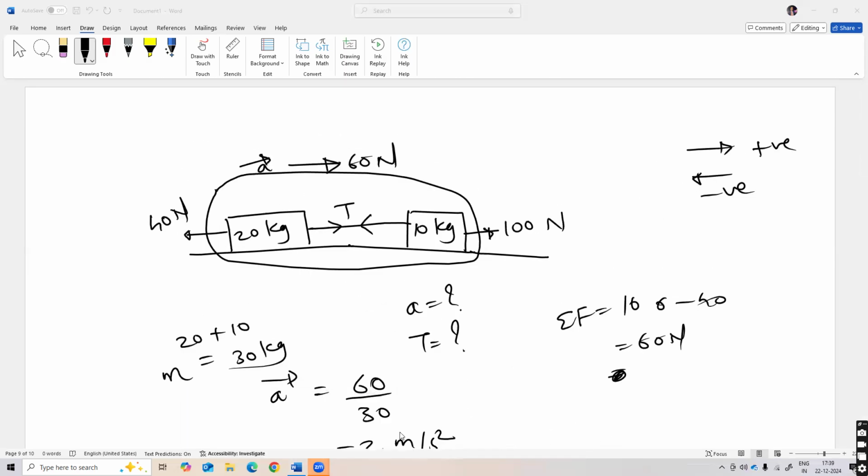Any doubt in this solution, or did you get the answer? Okay. Weber, what about you?